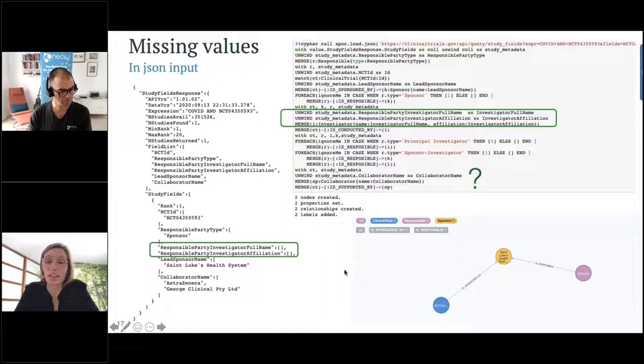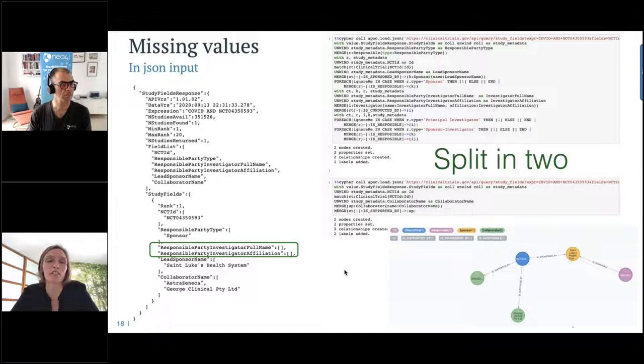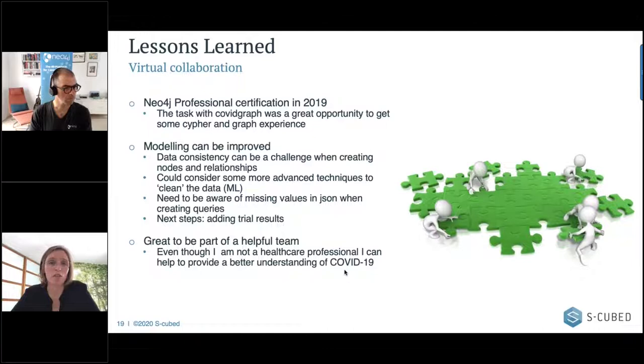Time is progressing, so a little bit of learning. As I said, I'm new to this Neo4j. So I took the certification in 2019 and I've used it within our organization for making a traceability matrix with respect to validation. But with this task, I got an opportunity to learn a lot more about Cypher and graph in general. Certainly the model can be improved, I think so, and it's always good to have a chat with the colleagues about how the model can be improved.